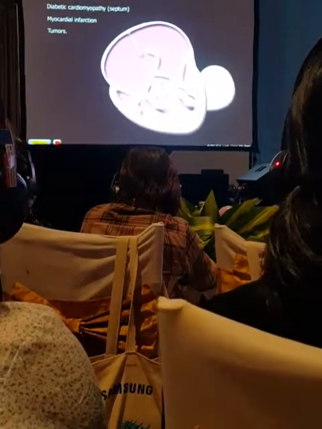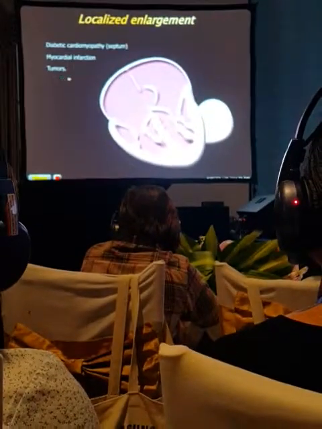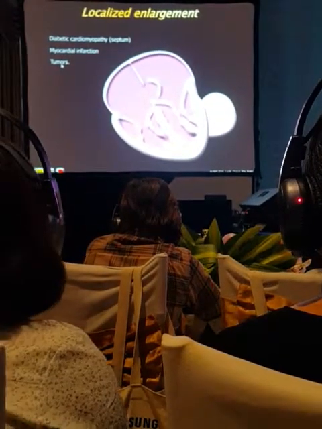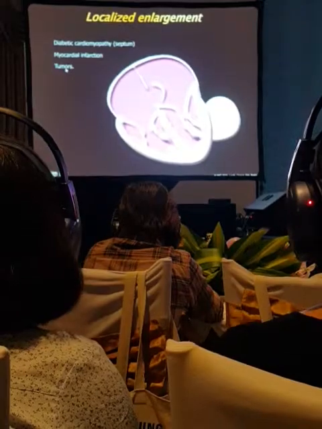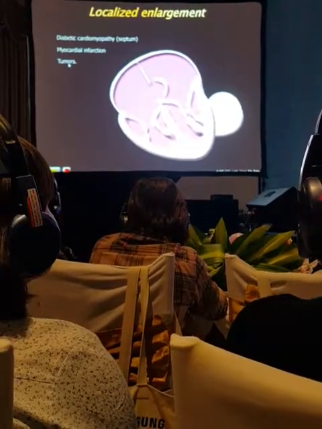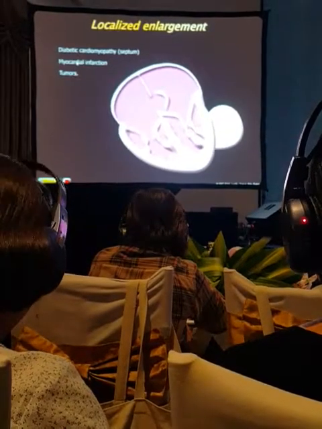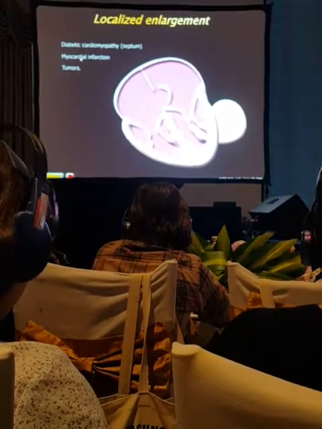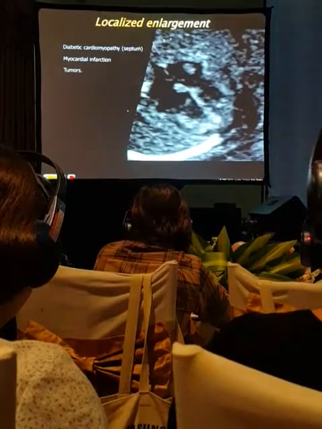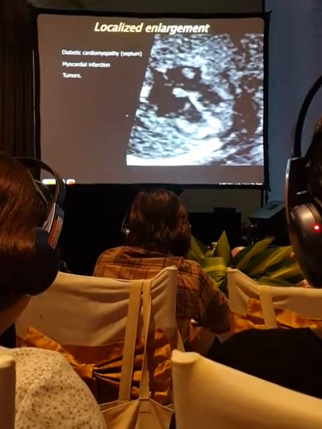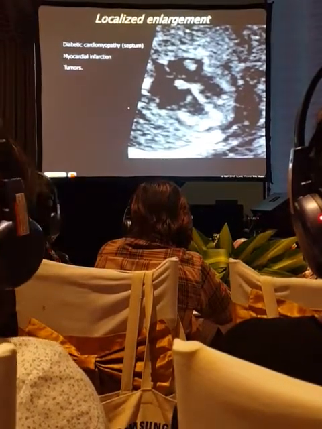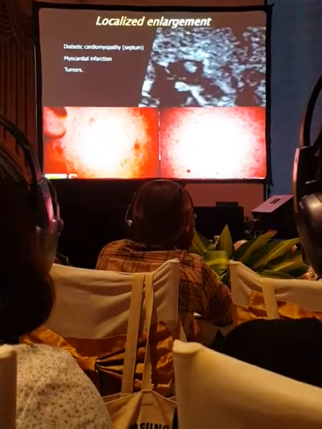If you find a localized enlargement, by far the most common is a cardiac tumor. 60% of cardiac tumors are rhabdomyomas, 60% of rhabdomyomas are associated with tuberous sclerosis. So that's the most common. Rarely you can also have myocardial infarction, but these are not very common. So if you see a baby that has several echogenic masses in the heart, what you want to do is look at the skin of the mother.